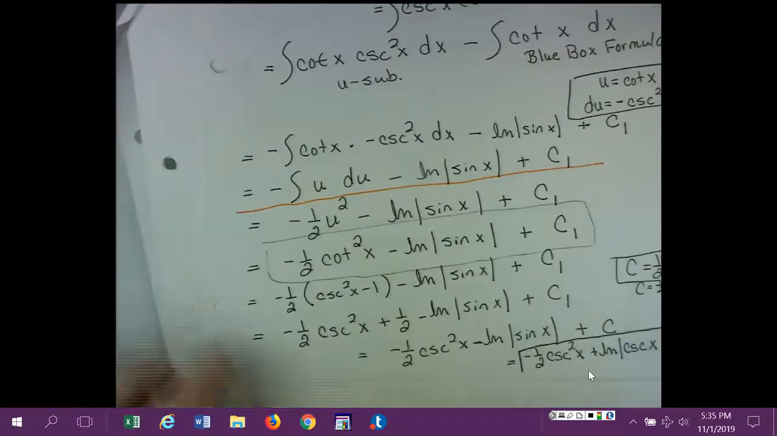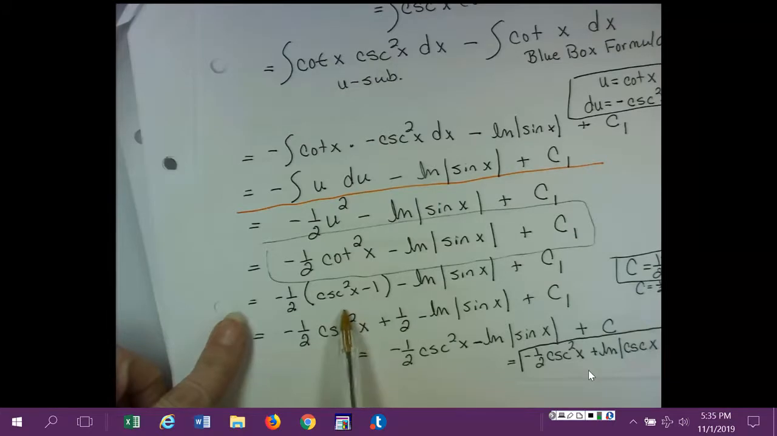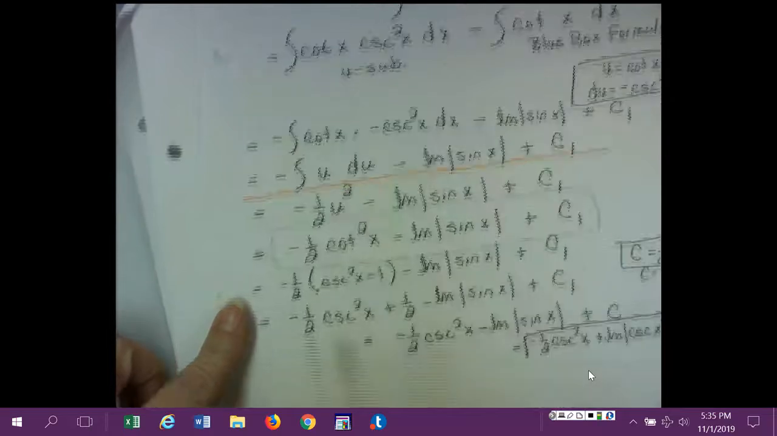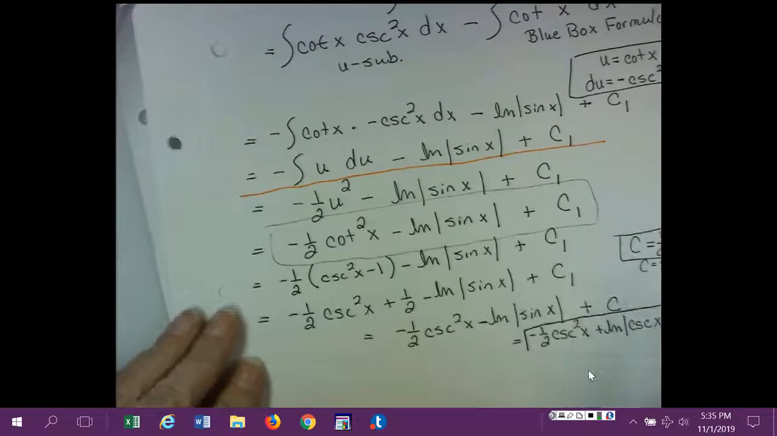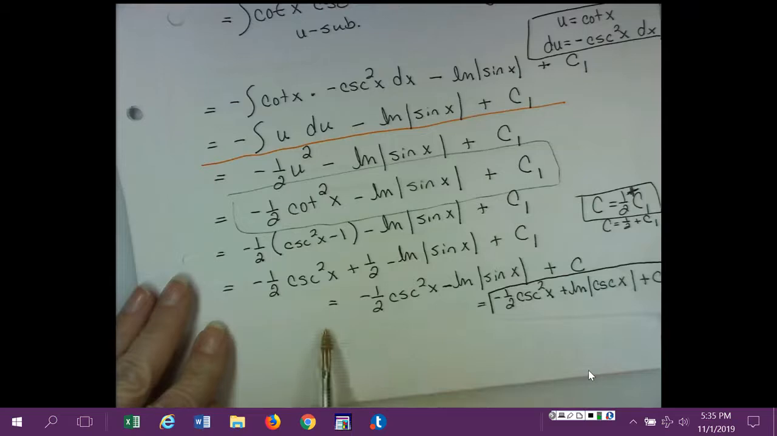So in order to go all the way back to cosecant, we use the Pythagorean identity once again, that cotangent squared x is cosecant squared x minus 1, minus natural log absolute value of sine x plus c sub 1. And then I distribute my negative 1/2, so negative 1/2 cosecant squared plus 1/2 minus natural log absolute value of sine x plus c1. And then I have the negative 1/2 cosecant squared x minus natural log absolute value of sine x plus c.